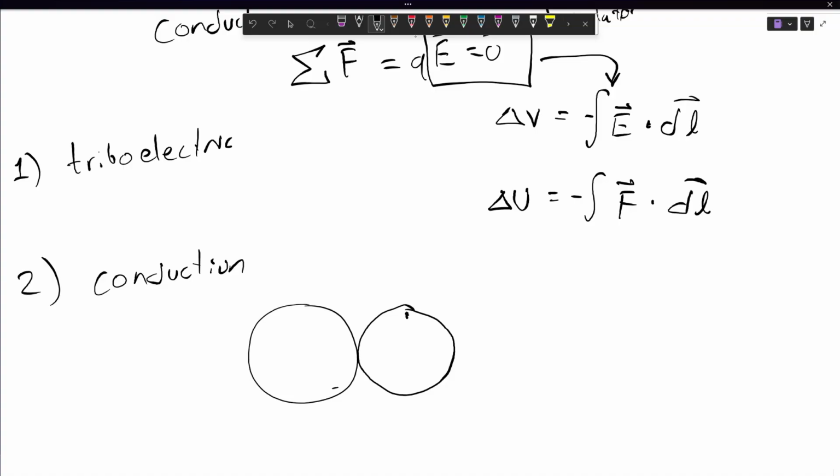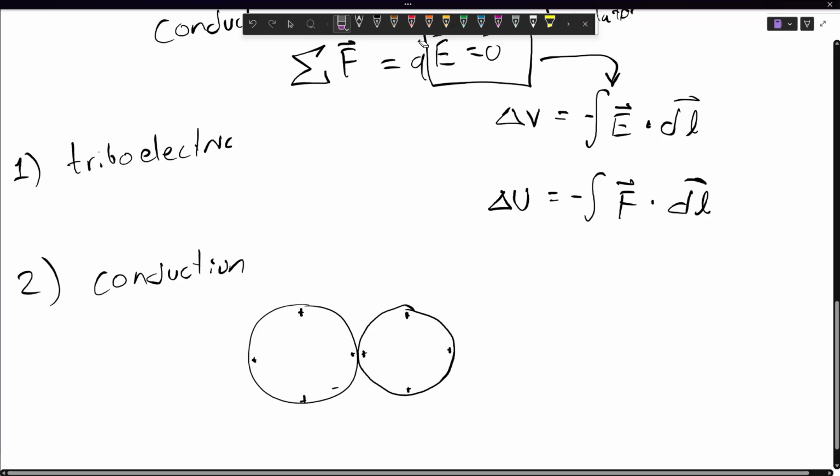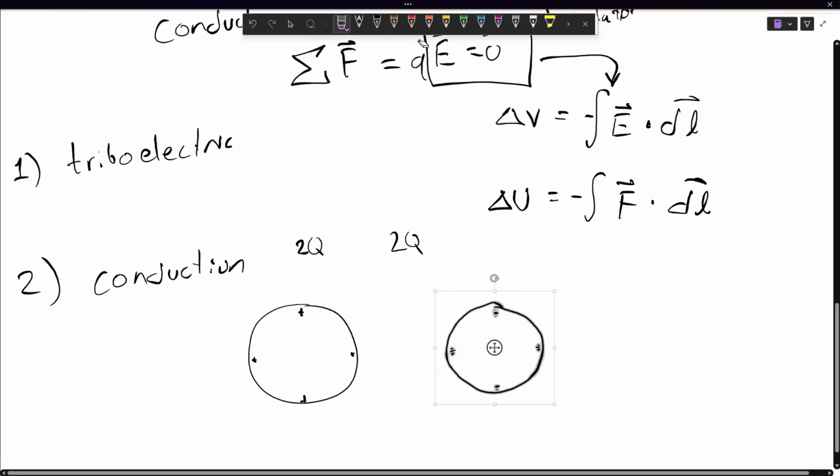So I'm going to draw tinier pluses, because that same amount of charge had to exist. That's the idea of conservation of charge. We can neither create nor destroy charge. We just took the charge that we had over here. Let's say I had 4Q worth of charge total. I've now separated it into 2Q and 2Q. And then since they're in equilibrium, if I take them away, they're now 2Q and 2Q.